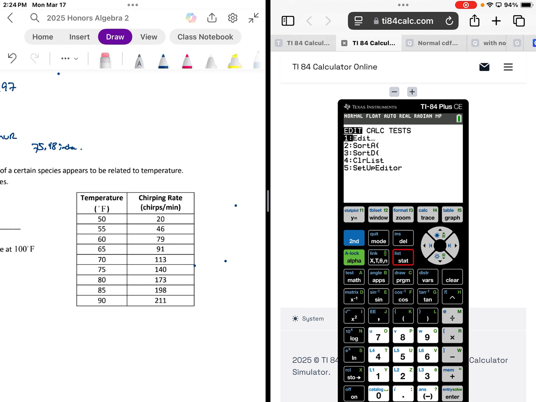Again, once you get your data in there, you're going back into stat, over to calculate, going down to option 4. Again, I'm going to leave it all alone. It all has it down there for L1 and L2, so I'm just going to arrow all the way down to calculate.